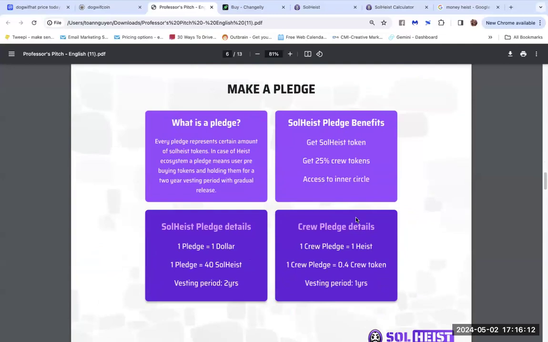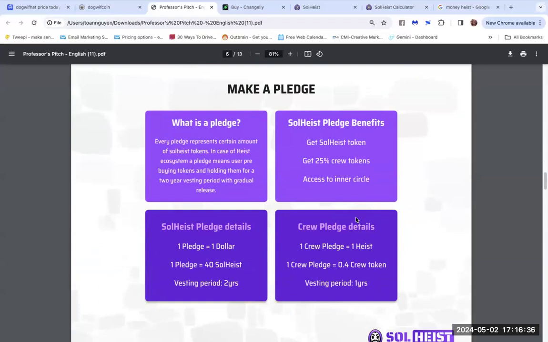So what is a pledge? A pledge represents a certain amount of Solheist tokens. In this case, in the Heist ecosystem, a pledge means the user pre-buys these tokens and holds them for a 2-year vesting period with a gradual release. Okay, this might sound kind of complex. Let me say it in my way.